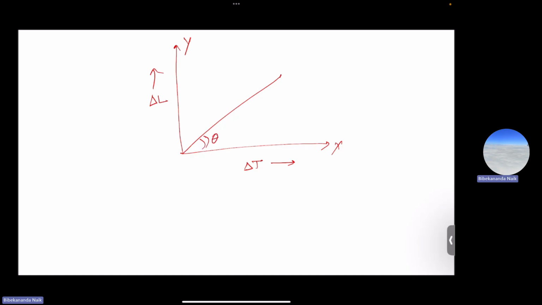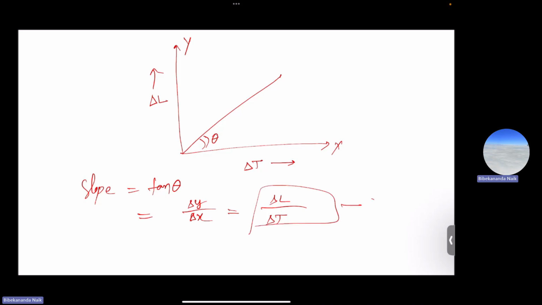So if we see the situation given, this is the x-axis, this is the y-axis, delta L is along the y direction, delta T is along the x direction. So we know this is the line and this is theta. We know the slope is given by tan theta, which is delta y by delta x, that is delta L by delta T. So now we need to find out what this quantity implies.